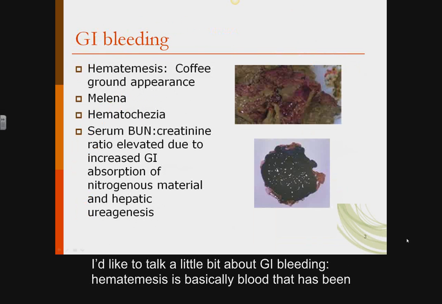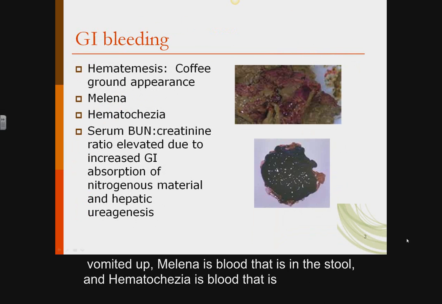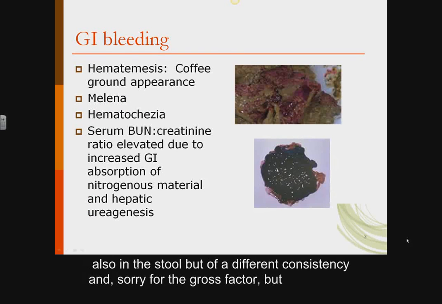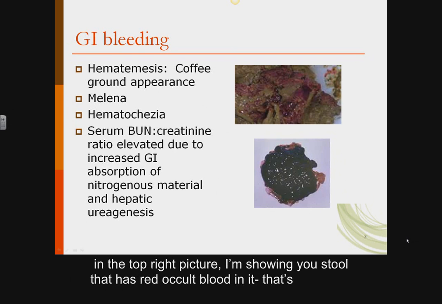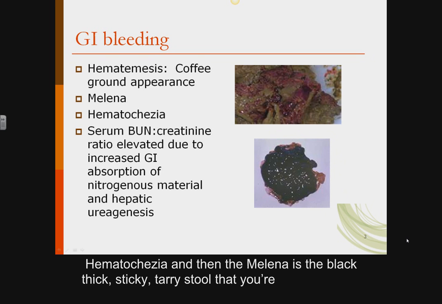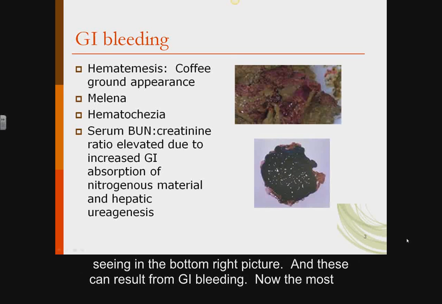I'd like to talk a little bit about GI bleeding. Hematemesis is basically blood that has been vomited up. Melena is blood that is in the stool, and hematochezia is blood that is also in the stool, but of a different consistency. And sorry for the gross factor, but in the top right picture, I'm showing you stool that has red occult blood in it. That's hematochezia. And then the melena is the black, thick, sticky, tarry stool that you're seeing in the bottom right picture. All of these can result from GI bleeding.